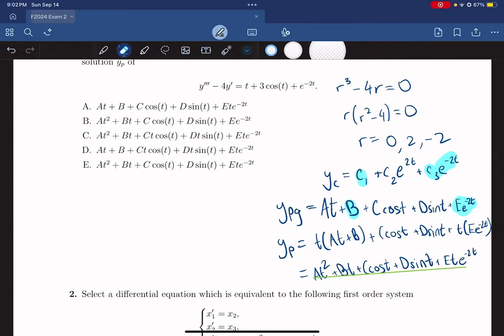So that should be in our answer choices somewhere. So we know it's not that. We know it's not that. Let's see. It looks like e. At squared plus bt plus c cosine t plus d sine t plus et e to the negative 2t.